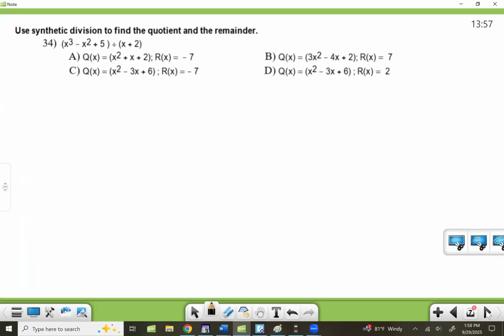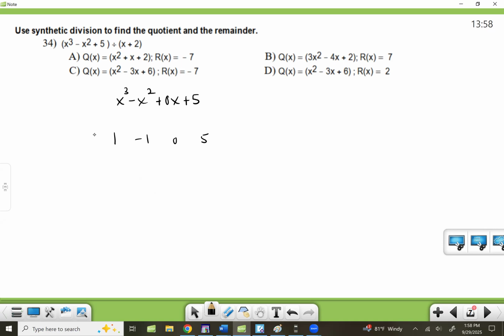Let's try 34. Hey, it's nice when the directions tell you exactly what to do, but telling us to use synthetic division. Now, one thing to remember is every single term has to be present. So we have our cubic term, our x cubed. We have our squared term, our quadratic term, but we're missing our linear term, our x to the first. So we'll add a 0x to the problem. So that way we have 3, 2, 1, and 9, right?